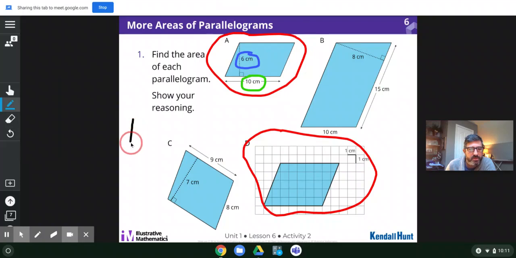So that formula is base times height. So base times height is how we find the area of a parallelogram instead of having to count all of those squares. So if we were going to find the area of A here, and we know the base is 10 and the height is 6, what would our area be? So if it's base times height, we've got what?